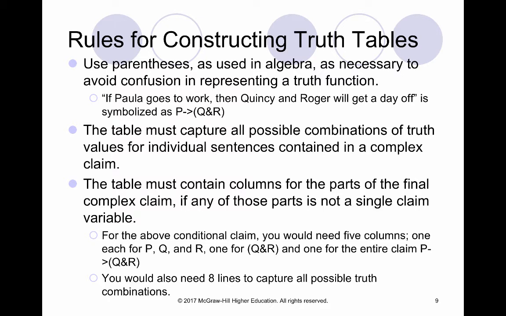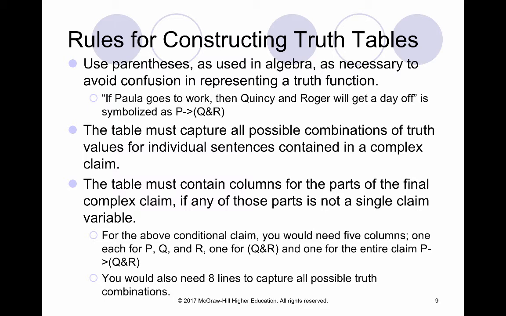Okay, before we create a couple of truth tables, we need to familiarize ourselves with some important rules. The first is that you should use parentheses as necessary to group things together, as in this example. If Paula goes to work, then Quincy and Roger will get a day off, is symbolized as if P, then the combination of Q and R. This is a conditional claim, but it also has a conjunction in the consequent part of the claim. So you would put parentheses around the Q and R part to symbolize this.